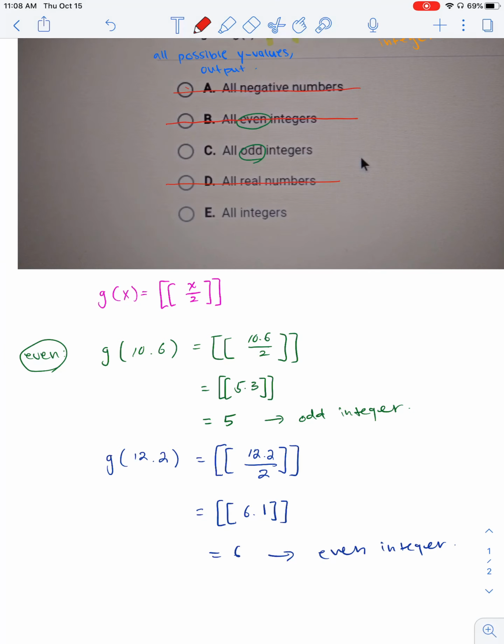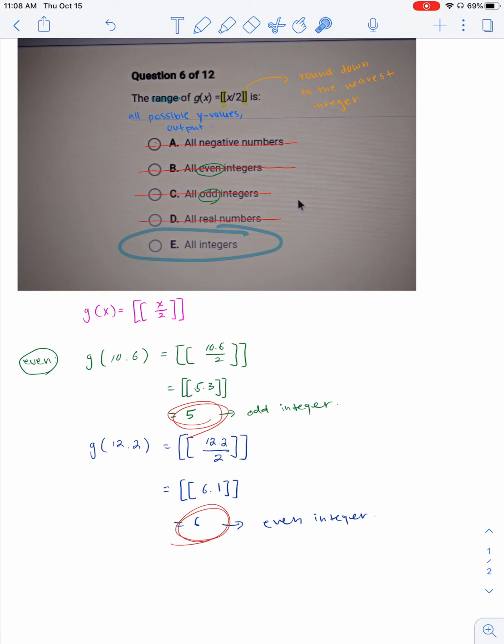So you'll notice that my answers could be odd or even. It doesn't matter because this greatest integer function is not restricted to just even or just odd. So any number I put in, it could always round down. So here's my final answer. It can be all integers. It's not restricted to even or odd.